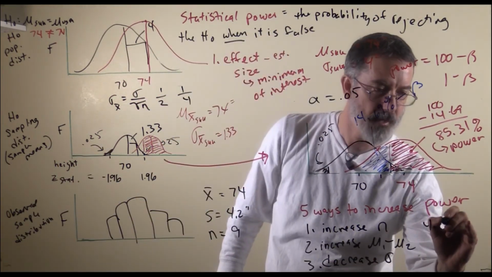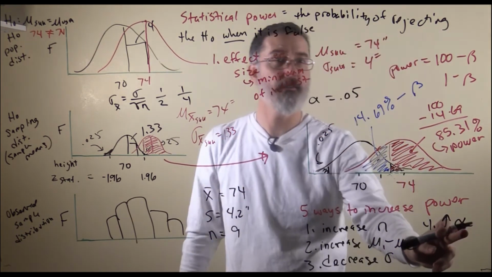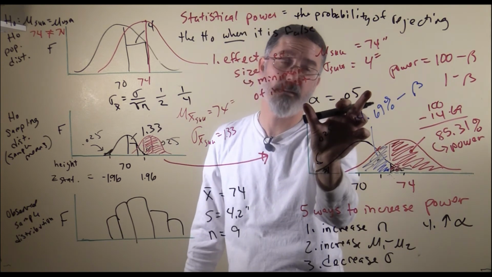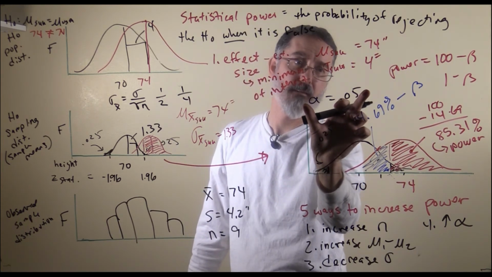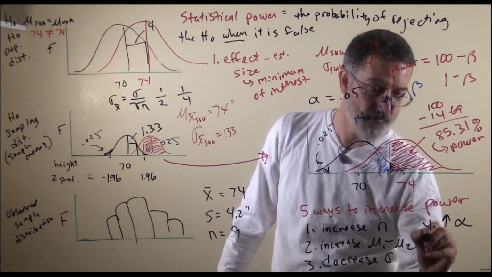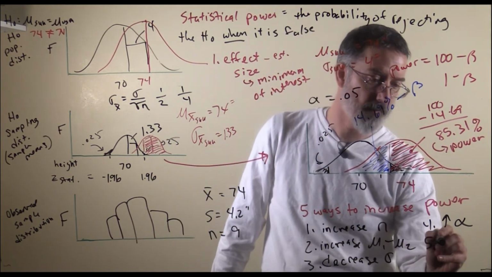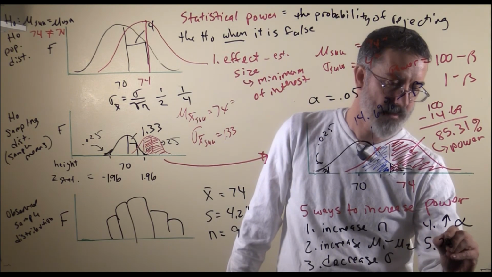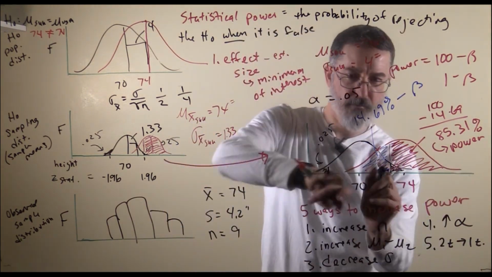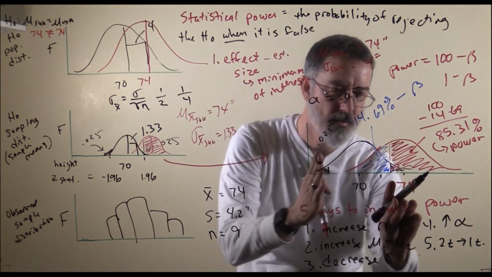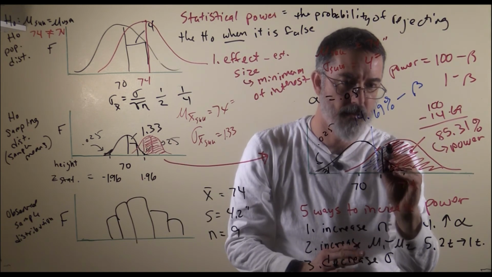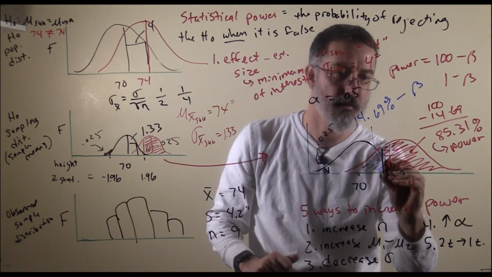The fourth way to increase power is to increase your alpha. Alpha of 0.05 actually is already a pretty risky rate of accepting false positives, and so I strongly discourage you from increasing alpha. And the fifth way to increase your statistical power is to go from a two-tailed test to a one-tailed test. So that would switch all of your critical region to one side. So you'd end up with a little bit extra there.